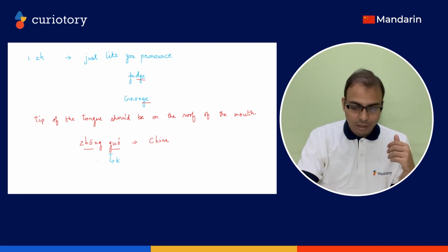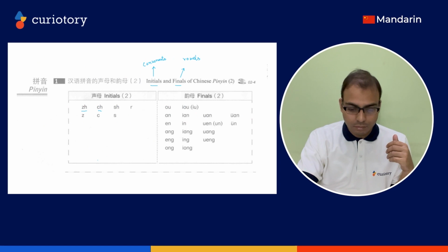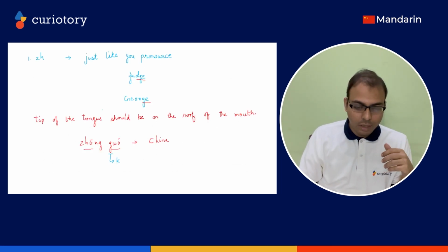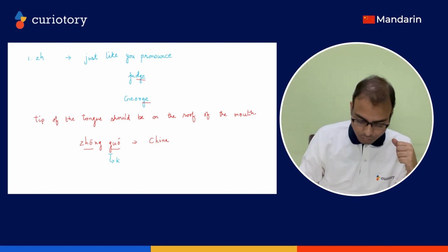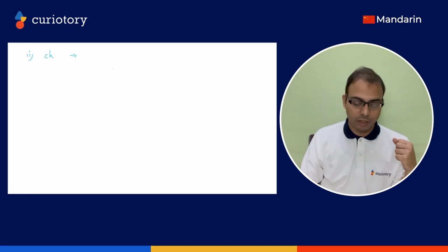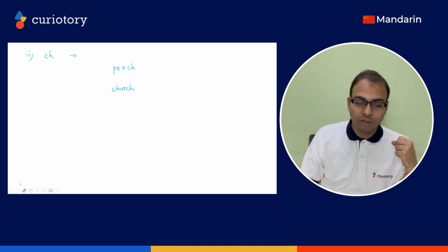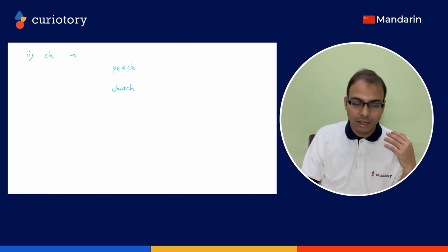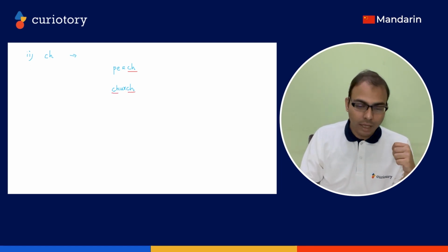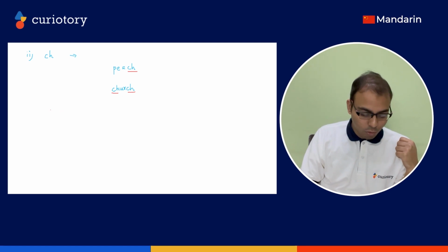Now, the second initial which we are going to learn here is CH. We also saw one example of how to pronounce ZH. Now, let's talk about CH. CH is pronounced just like the CH in peach or church. The syllable CH in Chinese is pronounced the same way as the CH in peach or church. But there are two rules.